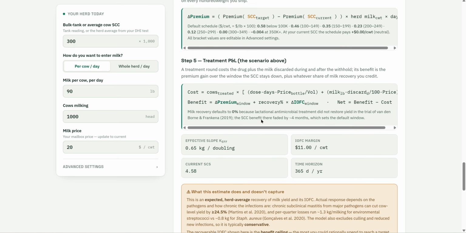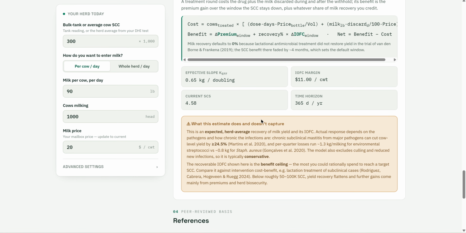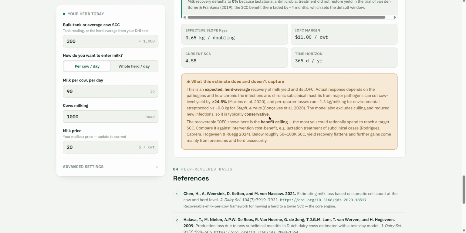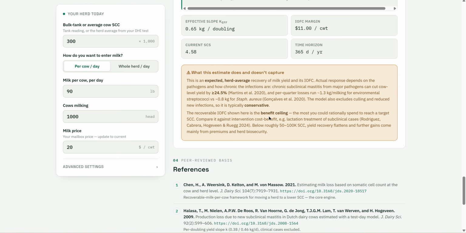Below the equations, 4 tiles report the values currently in use: the effective slope in kilograms per doubling, the IOFC margin per hundredweight, your current SCS, and the time horizon in days per year. A closing note describes what the estimate does and does not capture. The figure is an expected, herd average recovery. Actual response depends on the pathogens involved and how chronic the infections are. The model excludes culling and reduced new infections, so it is generally conservative.